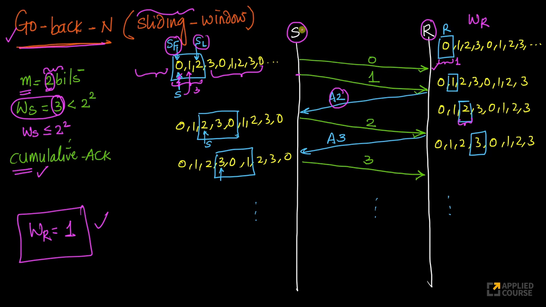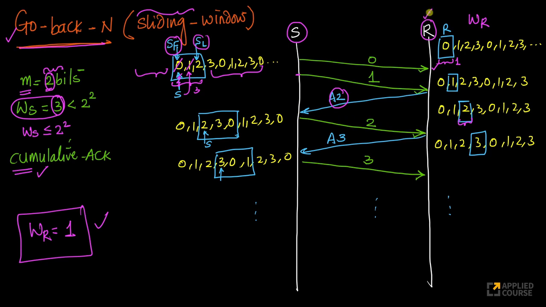As soon as the sender receives acknowledgement 2, what does it do? Look at this. This is very important. As soon as it receives acknowledgement 2, it slides its window. The moment it receives A2, what does it mean? It means your frame 0 and frame 1 in my current window have been successfully transferred to the receiver, which means now I can move my sliding window. So I move my sliding window and my S now points to 2. So I send frame 2 now. Look at this. Now I send frame 2.